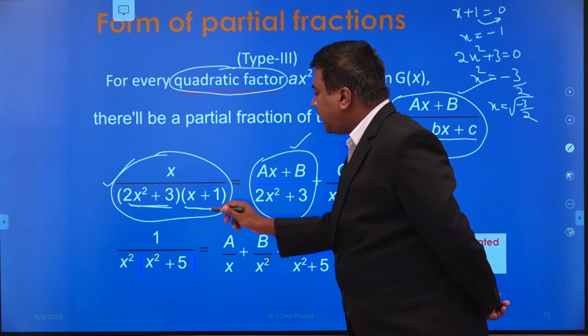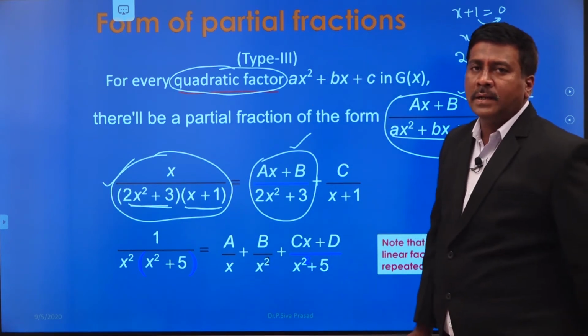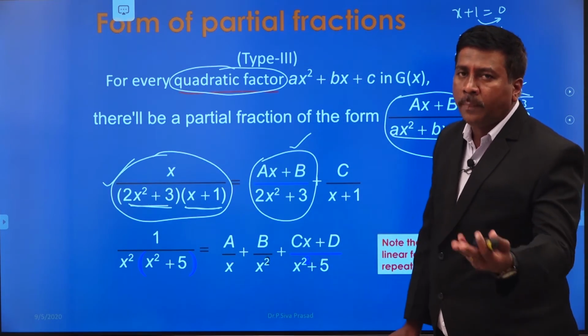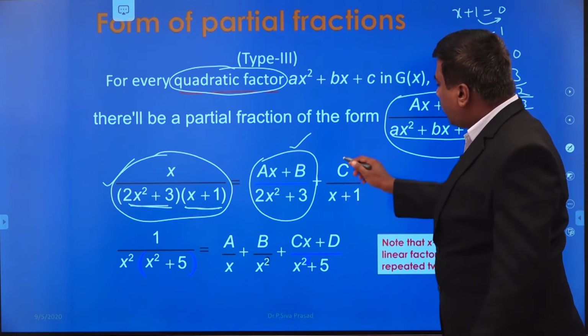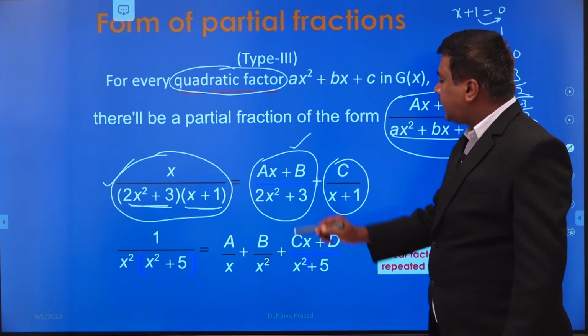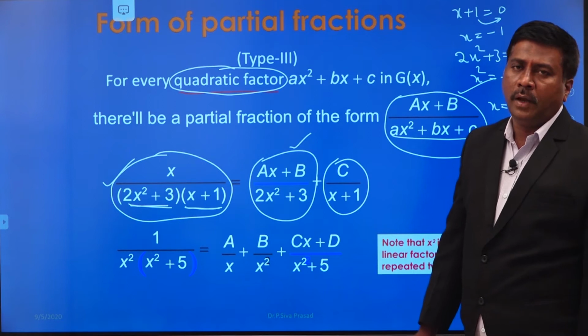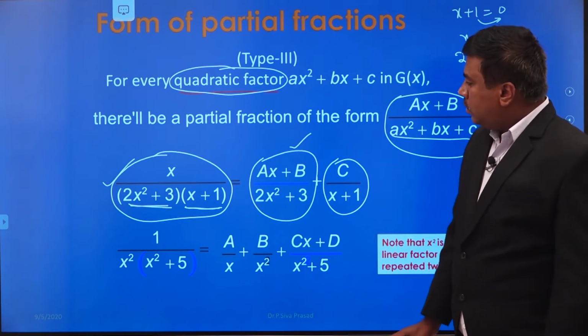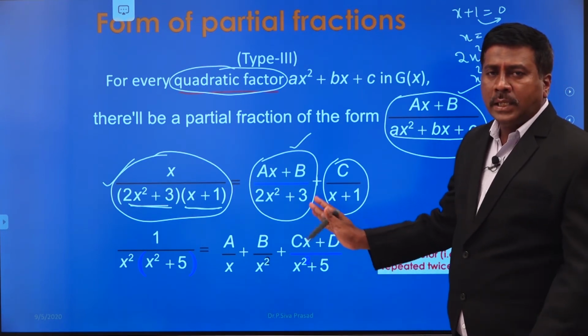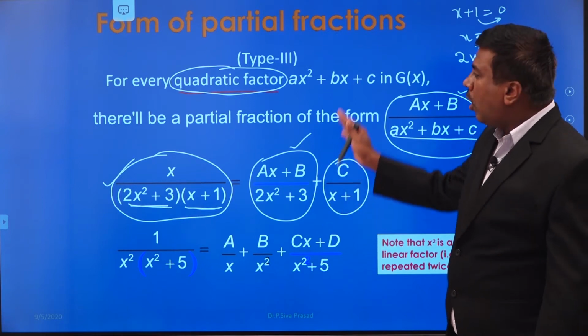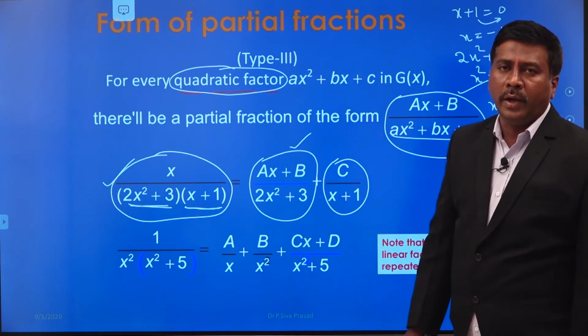Whereas in x plus 1, that is called the linear factor and also non-repeated, then we only have to take the partial fraction like this, c by x plus 1. All of you catch your point? So this is the basic discrimination among the three types: type 1, type 2 and type 3.